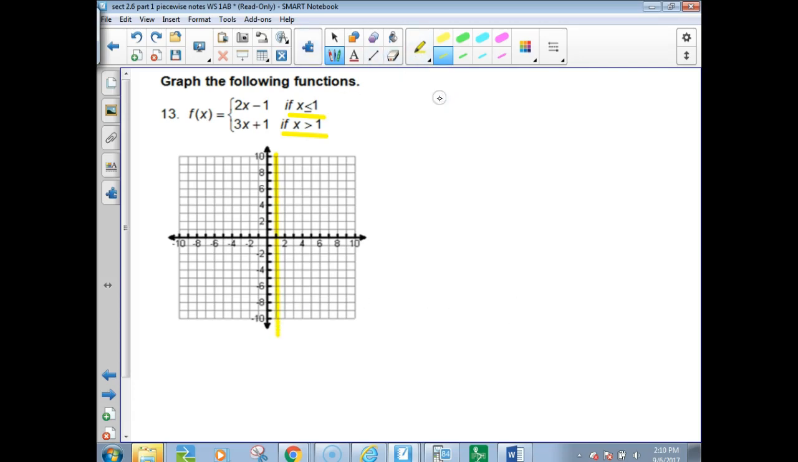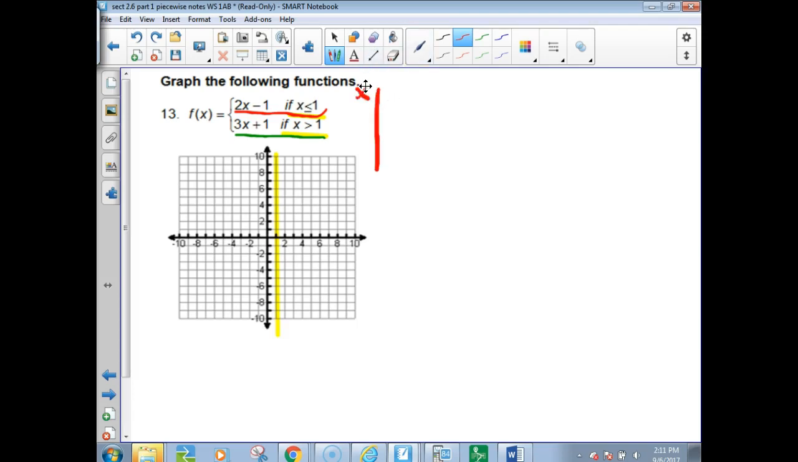So I'm going to pick one color to do one part of the line. So I'm going to have an equation for this part of the line. And I'm going to do another color for the second line part. So what I'm going to do is make a little t-chart for values of x that we could substitute in that satisfy the inequality. Okay, so I'm going to make a little t-chart.